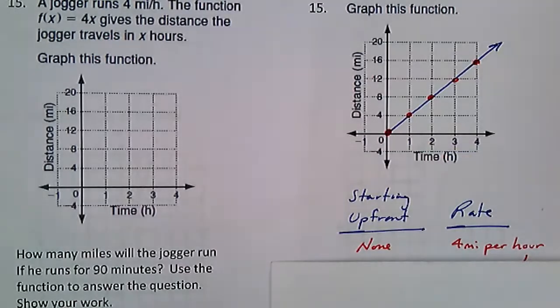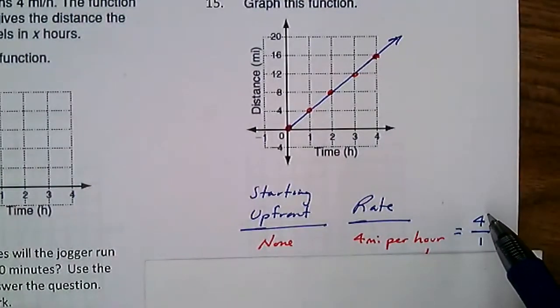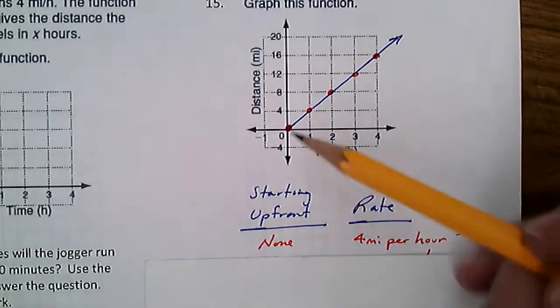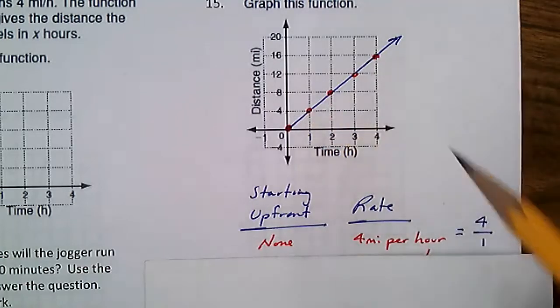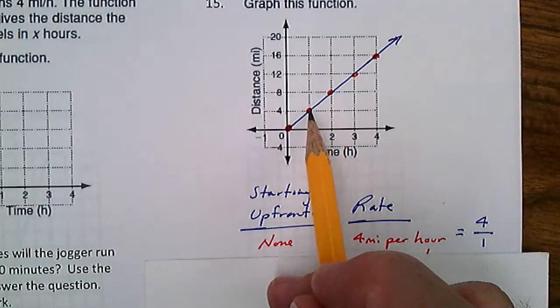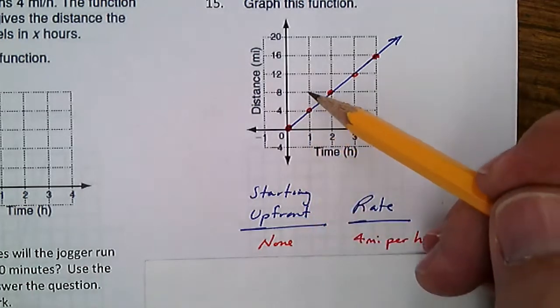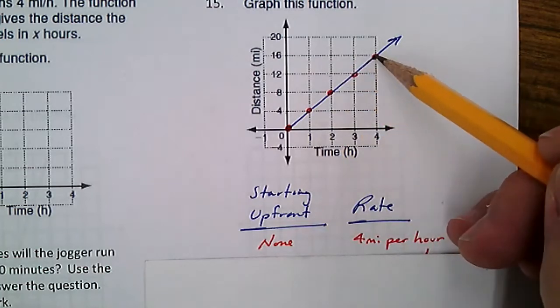My slope, if that's my rate, is equal to 4 over 1. Whoops, you can't see it. 4 miles for every 1 hour. So now when I graph this, I'm just going to go up 4 and over 1 hour, right? So if I plug in a 1, he's going to travel 4 miles. Then I can go up 4 and over 1, up 4 over 1, up 4 over 1.